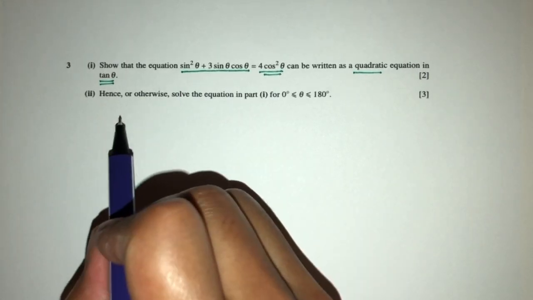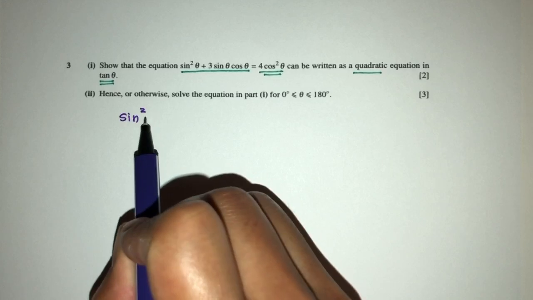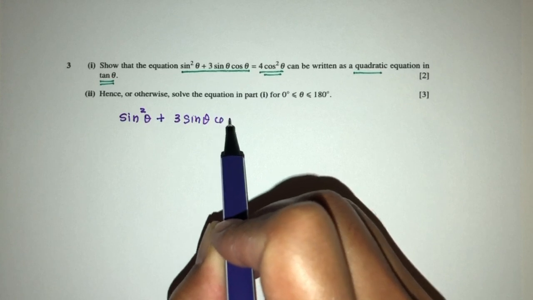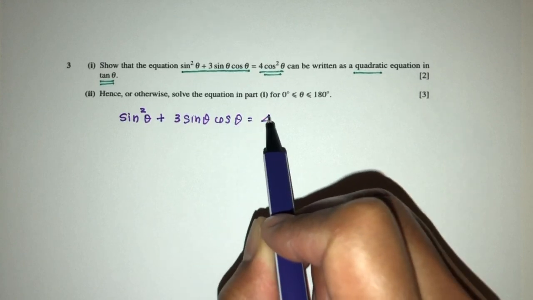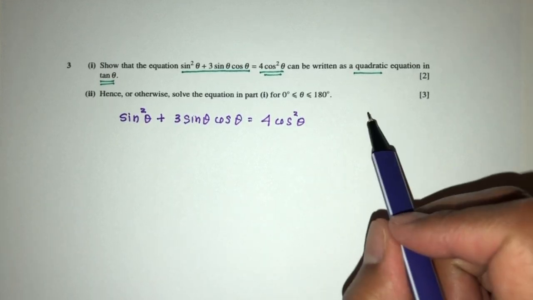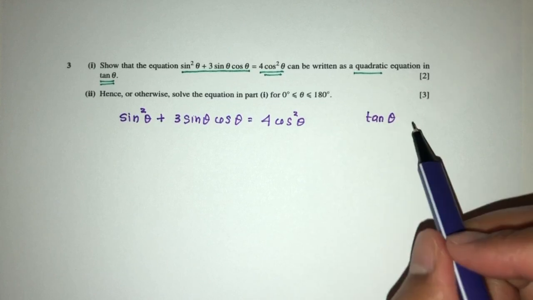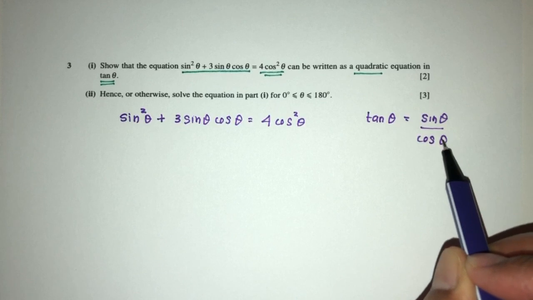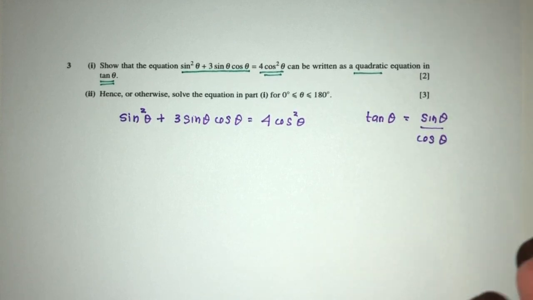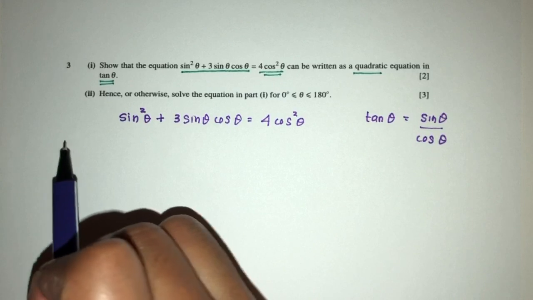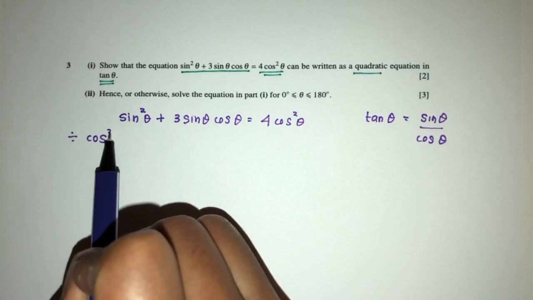So step by step, here we have sine square theta plus 3 sine theta cos theta is equal to 4 cos square theta. Now the first thing we realize is, what is tan theta? Tan theta is equal to sine theta over cos theta. So to obtain tan theta, we have to divide by cos theta at some point. In this case, since we have squares, let me try to divide by cos square theta.